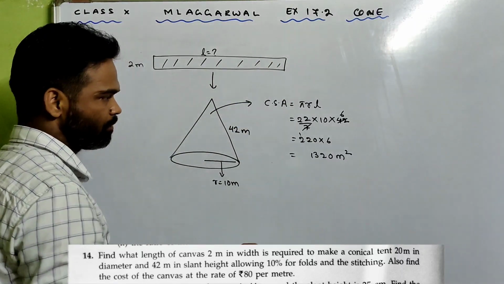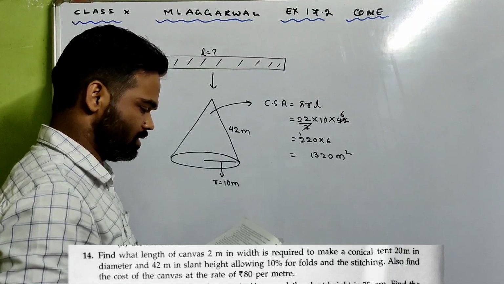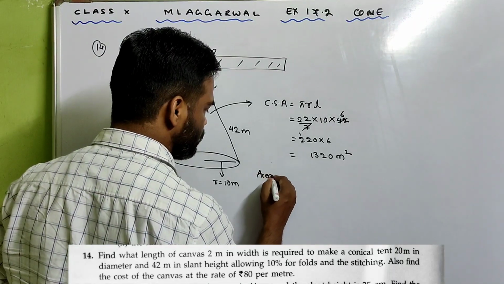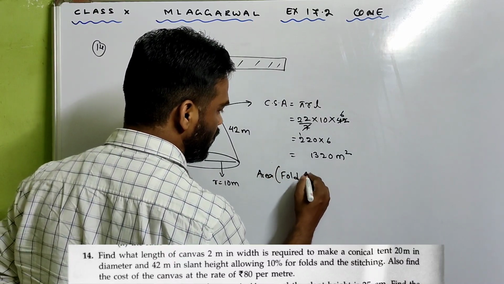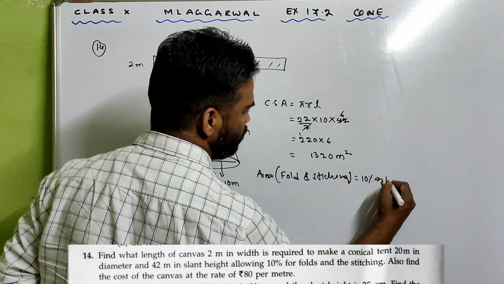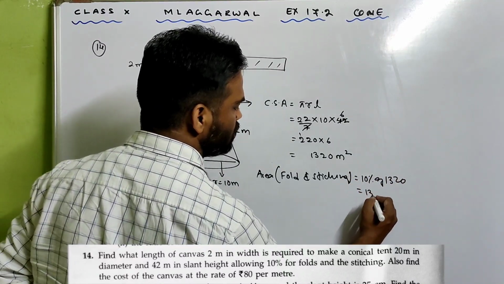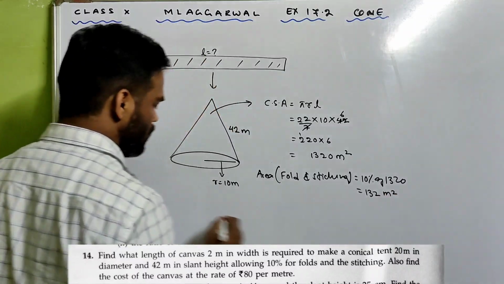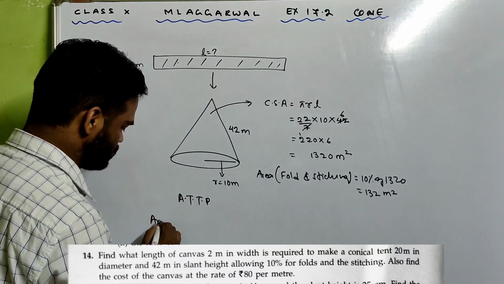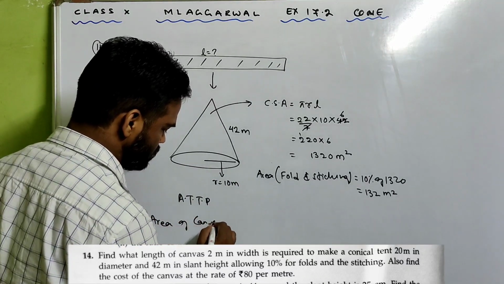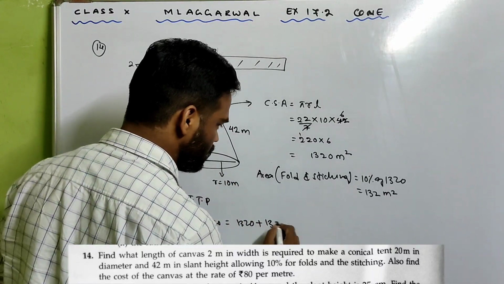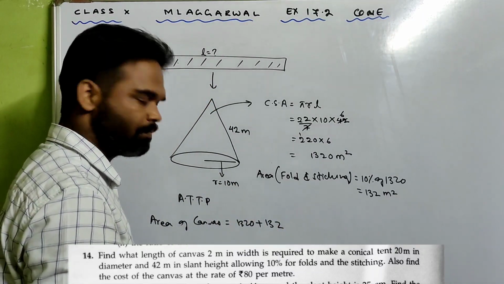Now the area of the canvas has to be this only. No, sorry. They have told that 10% for fold and stitching. So the area for fold and stitching will be 10% of 1320, which is 132 meters square. Now according to the problem, the area of the canvas is equal to 1320, the curved surface area, plus the area for folding and stitching.